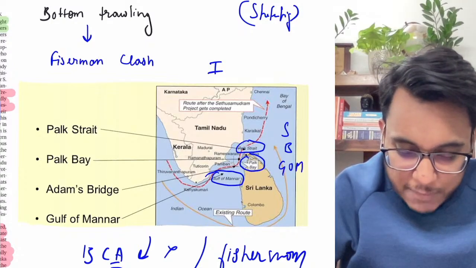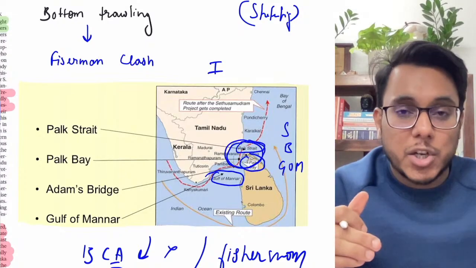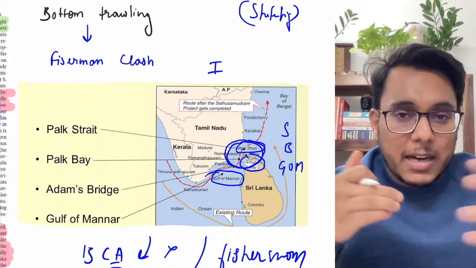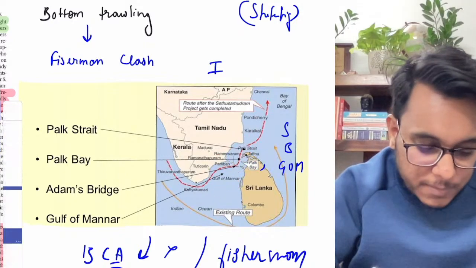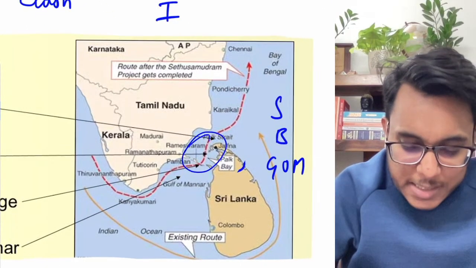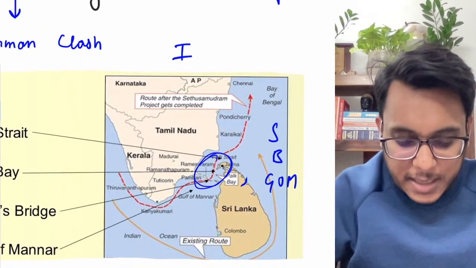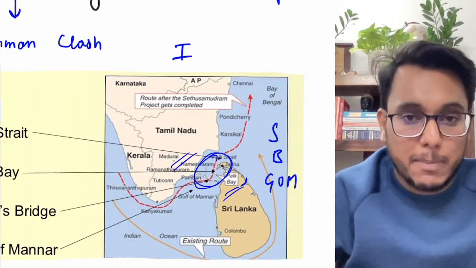Now guys, particularly when this Palk Bay region is concerned, clear, here the Indian fishermen and the Sri Lankan fishermen, they are conflicting, they are coming in clash from time to time. Clear? You can see here that this is a common fishing ground between the fishermen of both the countries. Clear? The Tamilian fishermen as well as the Sri Lankan fishermen, and many a times the clash happens here.